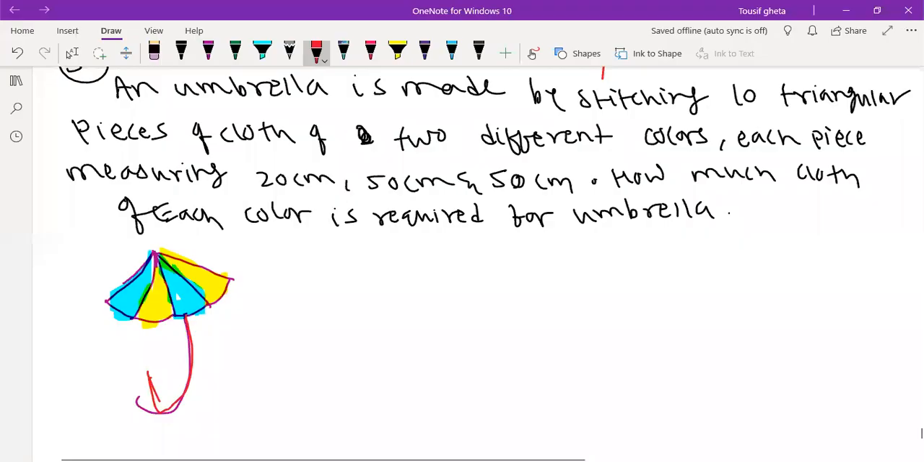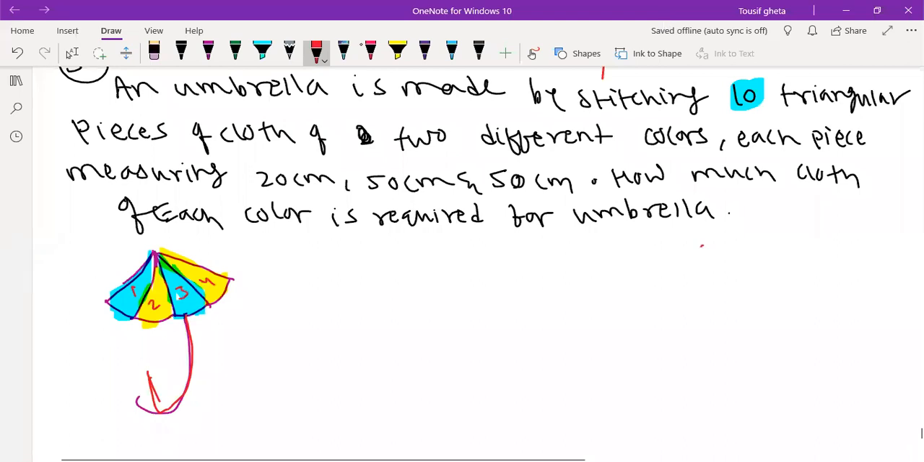Umbrella. See, here the question is what? An umbrella is made by stitching 10 triangular pieces. An umbrella is made by stitching 10 small pieces. We have 10 triangular pieces. You can see here, this is 1, 2, 3, 4, like that. 10 pieces we have.